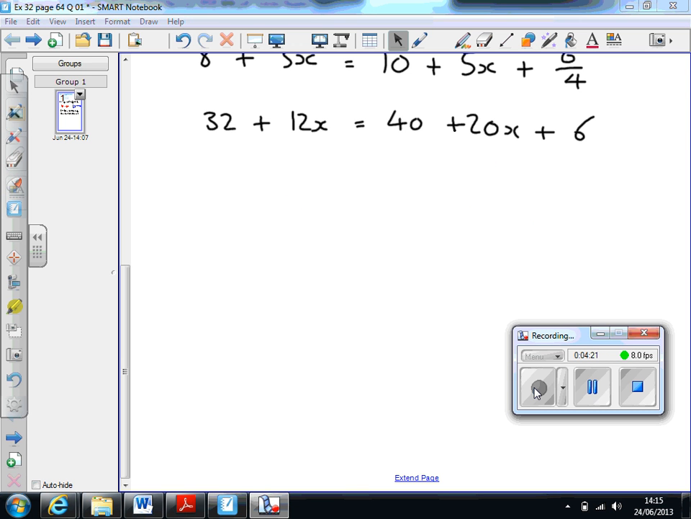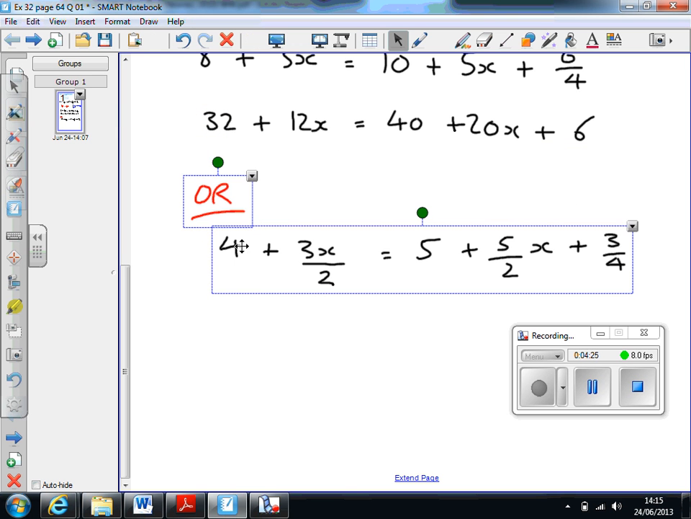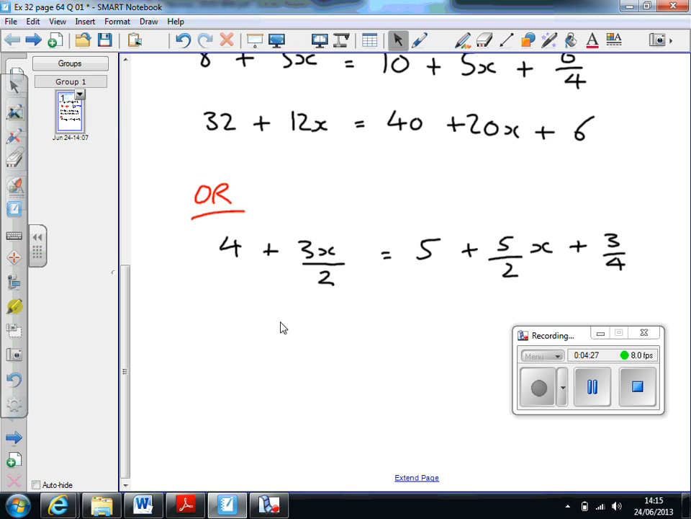Going back to the original example, let's just try what would happen if I multiply through by 4. I multiply every term by 4. That will get rid of the 2's and the 4 here, but would still leave us an equation to solve very similar to the one that we've already looked at.